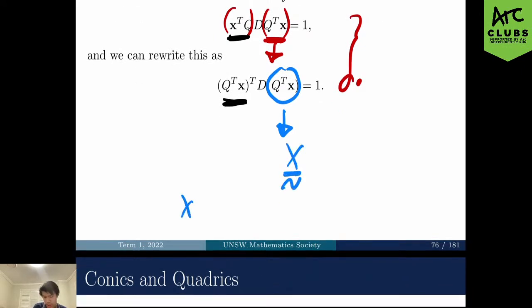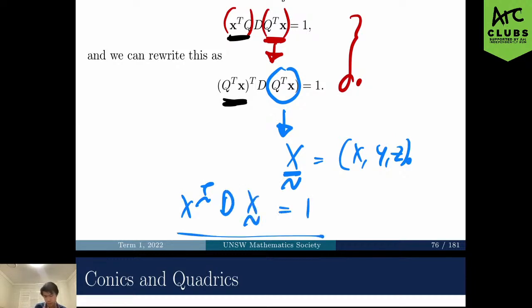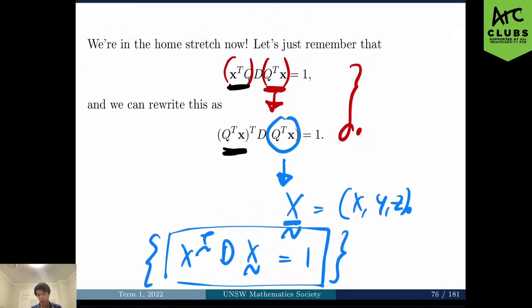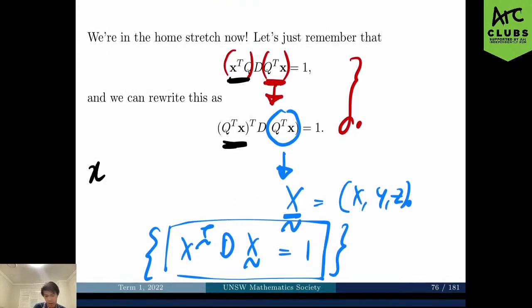We've got x transpose, let's just say big X equals x, y, z. We've got X transpose times D times X equals 1. My mistake, sorry. X transpose D X equals 1. And that's exactly the kind of conic we wanted, with just x squared, y squared, and z squared terms. Hopefully that all makes sense.